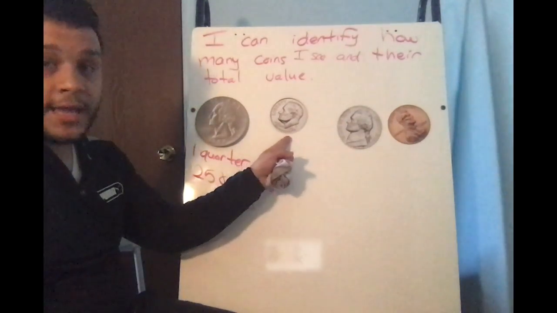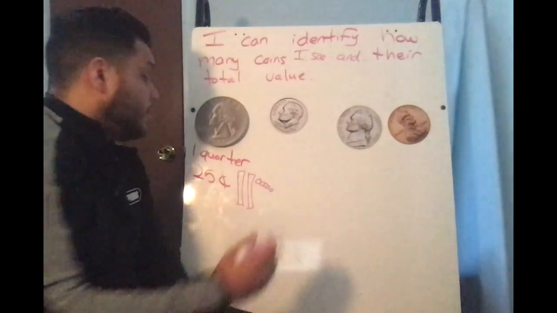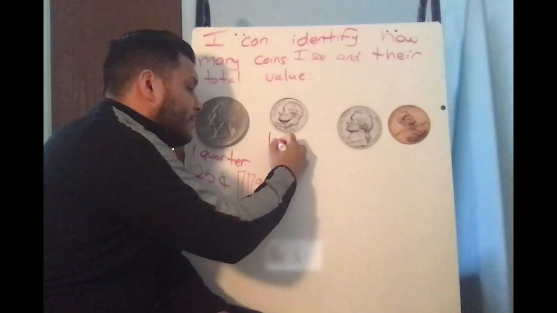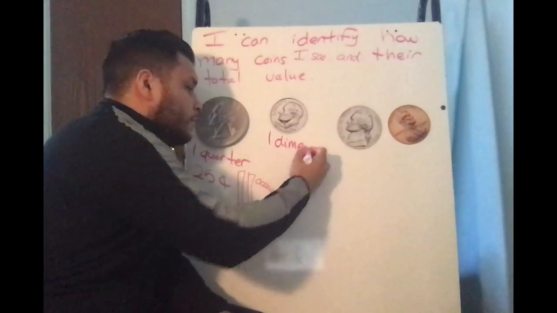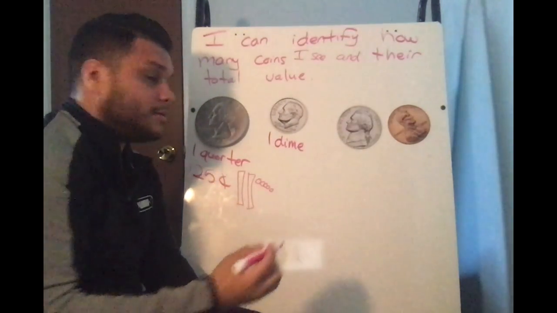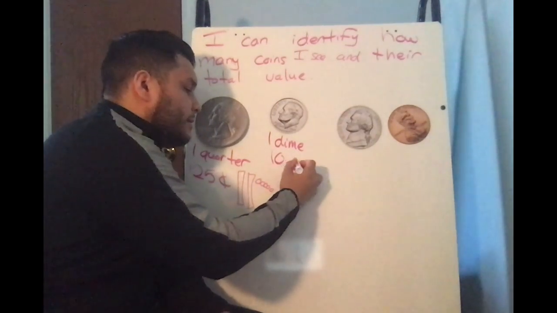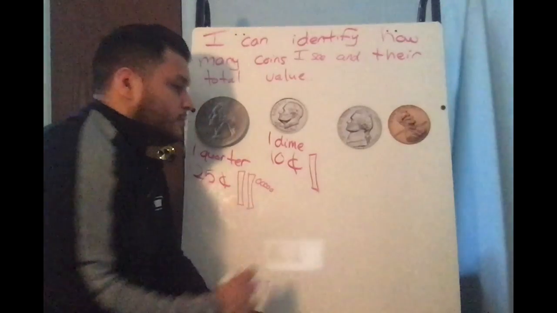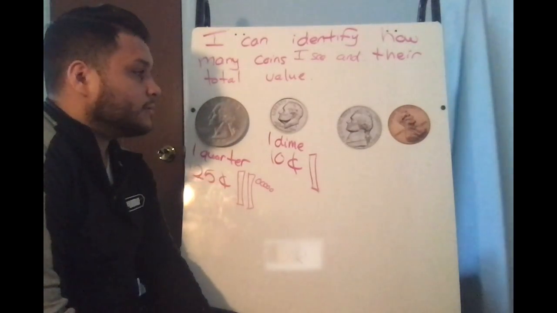Next, we have a dime. How many dimes do we have? 1 dime is equal to how many cents? 10 cents. And I would represent that with one of my base 10 blocks.